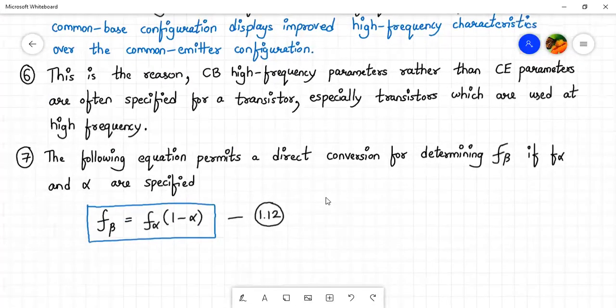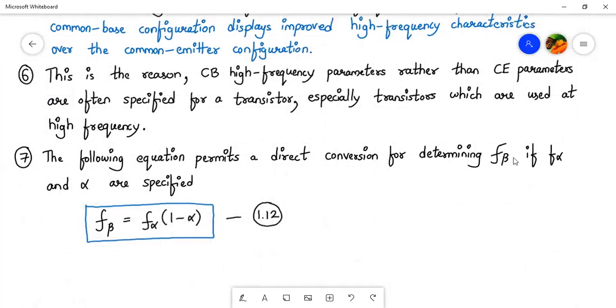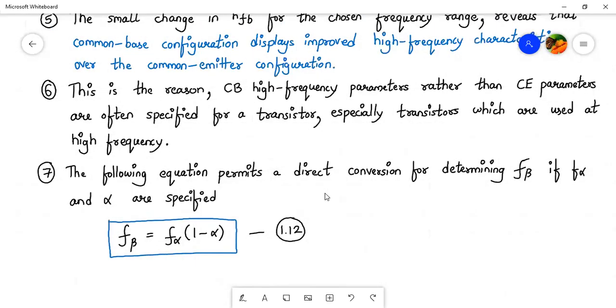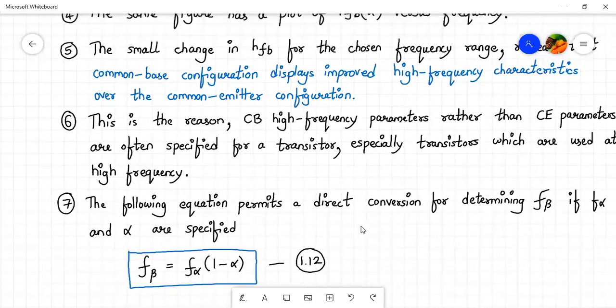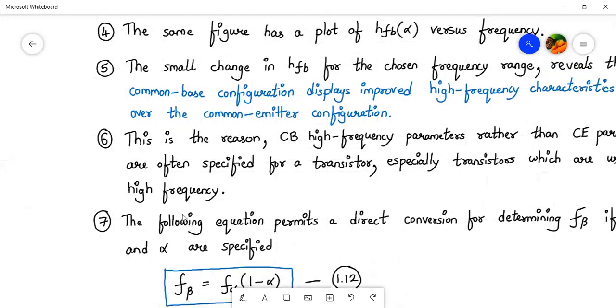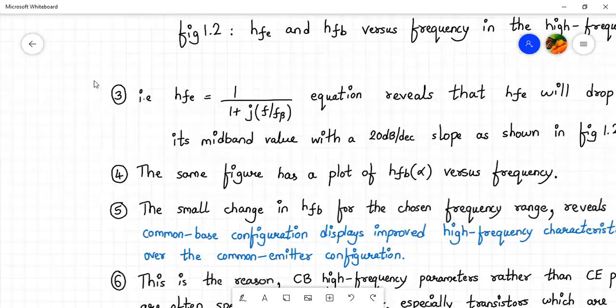There is an equation which gives a direct conversion for determining the beta cutoff frequency. Normally the alpha cutoff frequency F alpha and the alpha value are specified in the BJT data sheet. So we can determine the beta cutoff frequency by this relation: F beta is given by F alpha into 1 minus alpha. This becomes equation number 1.12. And this completes the topic of beta cutoff frequency variation with the biasing configuration.